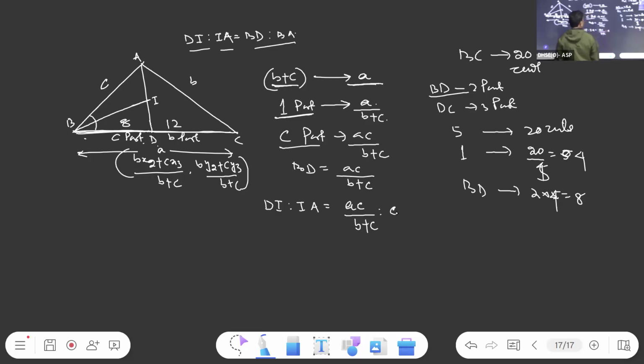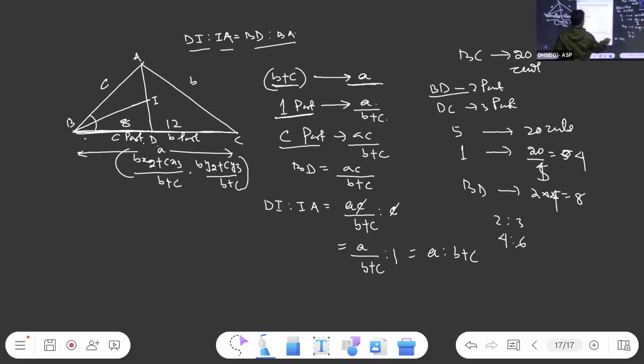You know, you can cancel the common term from both sides of a ratio. So the common term is C. You can cancel C, so this is A upon B plus C is to 1. If you multiply both by B plus C, it will be A is to B plus C, because a 2:3 ratio can be written as 4:6. Okay. I hope it is clear. Now you have to apply only the internal division formula to get the answer. Okay, Subhranshu, it is clear.